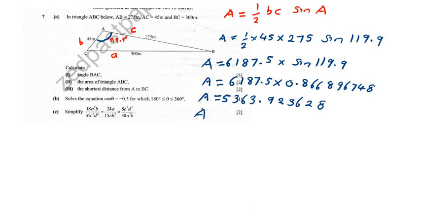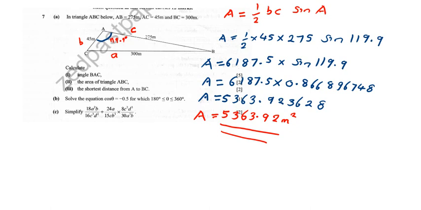So now let's round it off to two decimal places. Rounding it off to two decimal places, we're getting area is equal to 5363.92. Our area, we are given values to be in meters, so we write meter squared. Whenever you're finding the area, don't forget to add the units. So that's our area. For part 2, we are done.